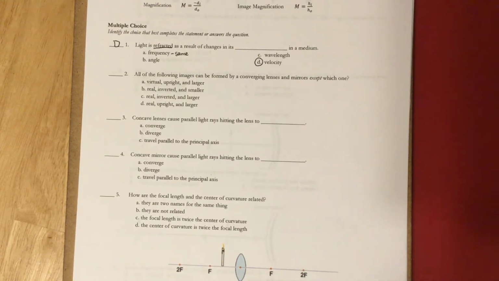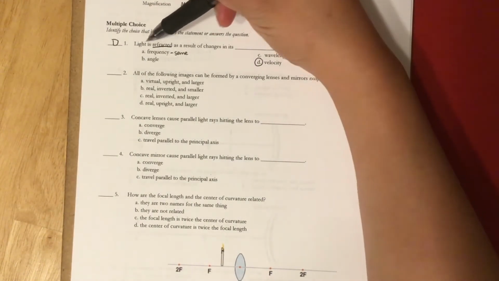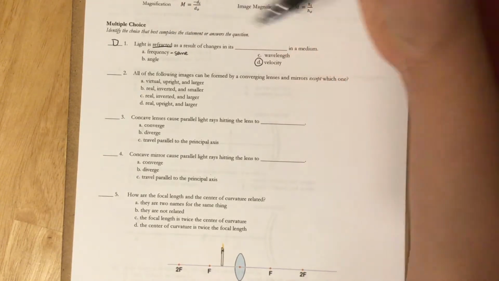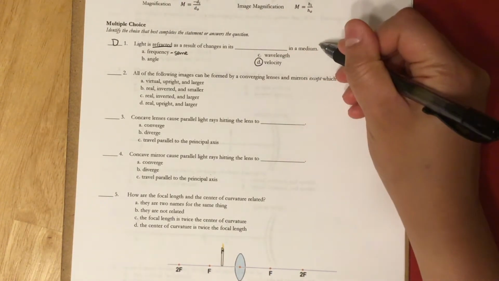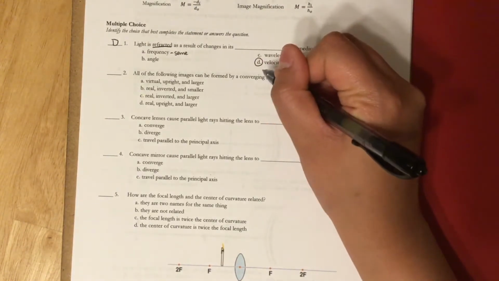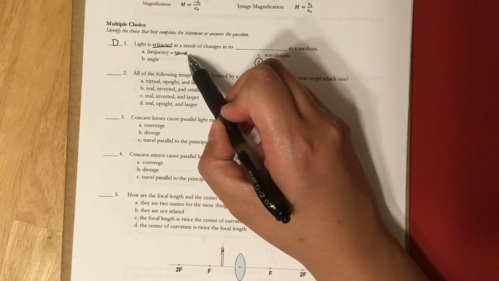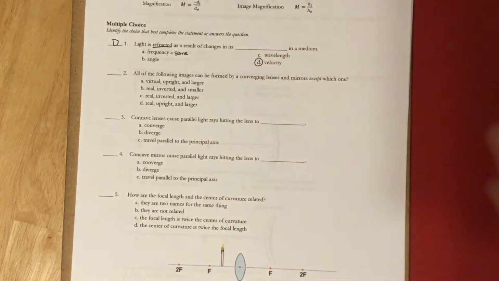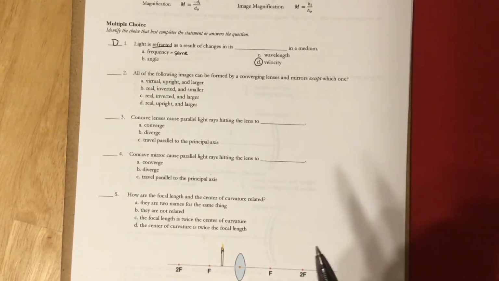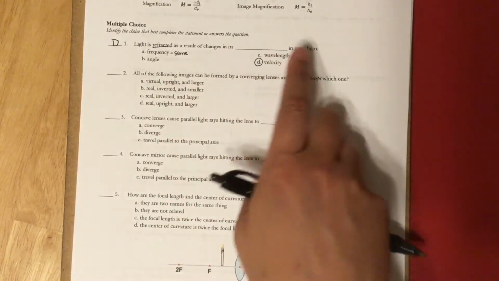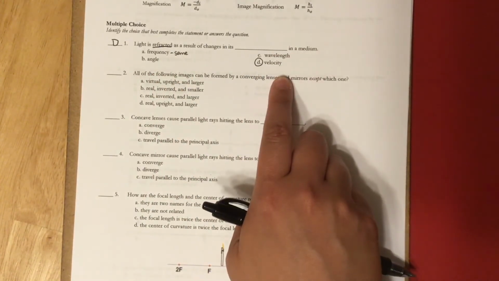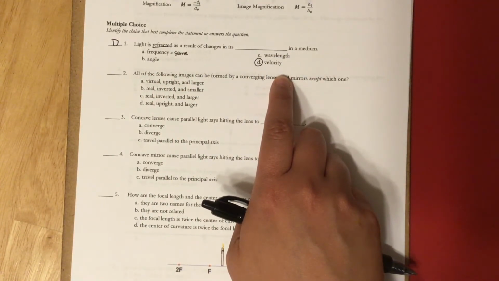Number 1 is D, because light is refracted as a result of its change in its medium's velocity. In fact, frequency stays the same during refraction. Think like my red frequency light is still red if I put this underwater. And angle and wavelength change because velocity has changed.